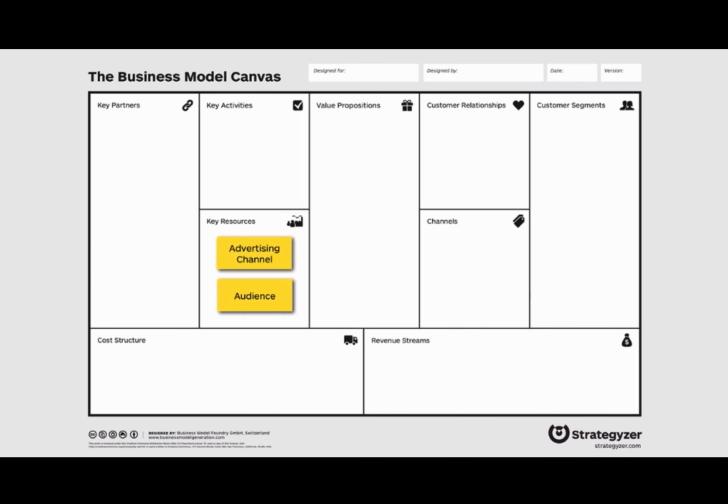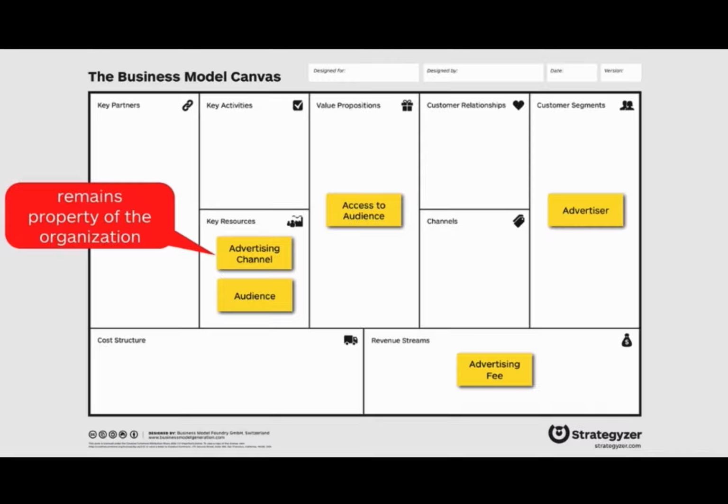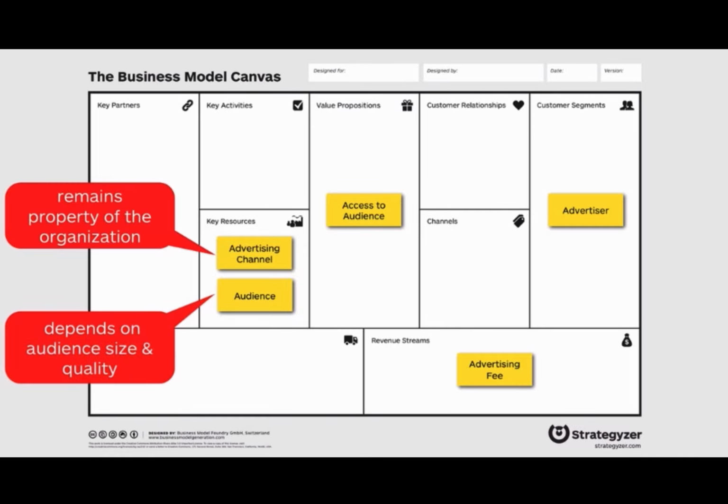So as a key resource, you'll have two things. You'll have the advertising channel and you'll have the audience. That is packaged as a value proposition, and the value proposition is basically the access to the audience, which is offered to an advertiser. And the advertiser pays an advertising fee for this access to the audience. So again, the channel remains property of the organization, but you also need an audience which is sizable and has a very good quality. Otherwise, you can't generate advertising fees.